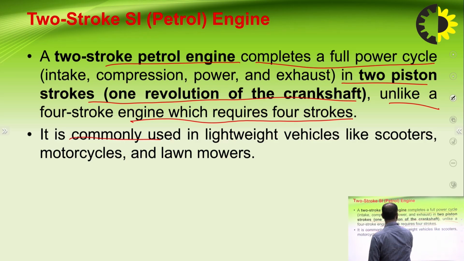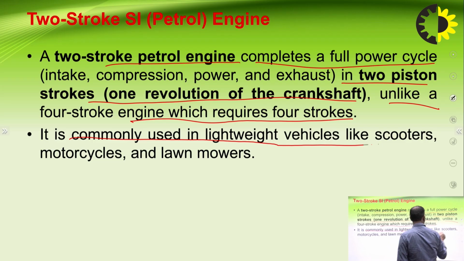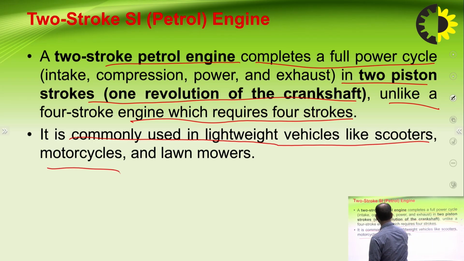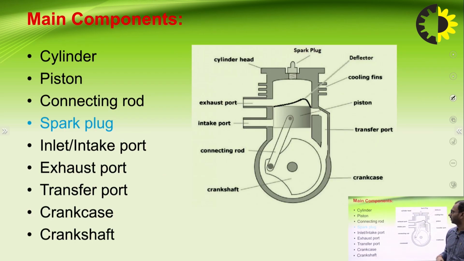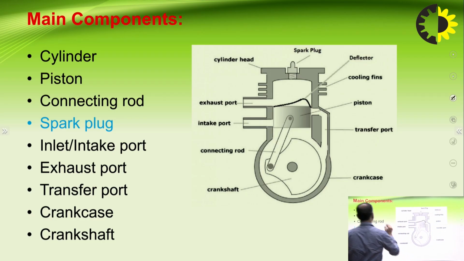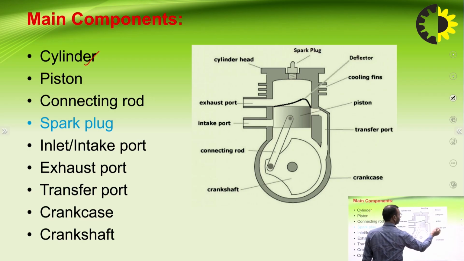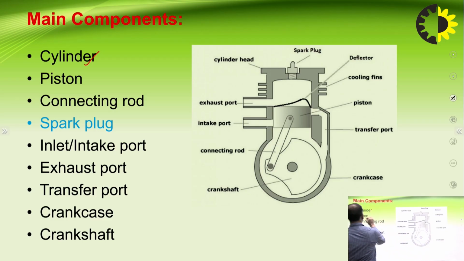It is commonly used in lightweight vehicles like scooters, motorcycles and lawnmowers. Then what are the main components? The main components of a 2-stroke SI engine are the cylinder, piston, connecting rod, spark plug, inlet or intake port, exhaust port, transfer port, crankcase and crankshaft.